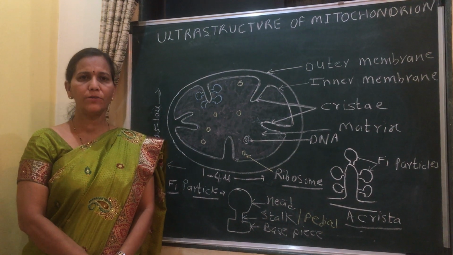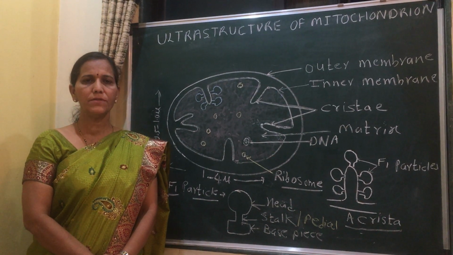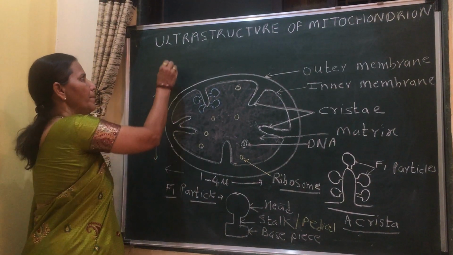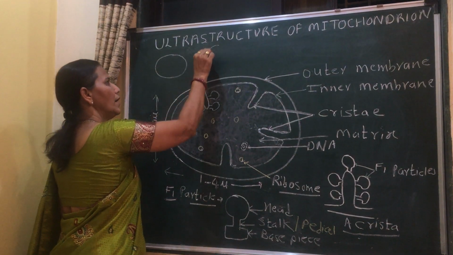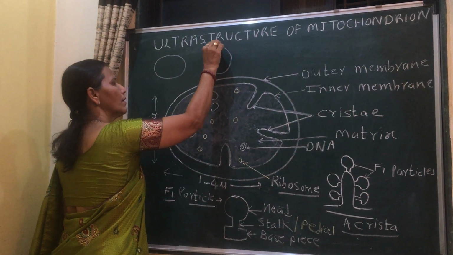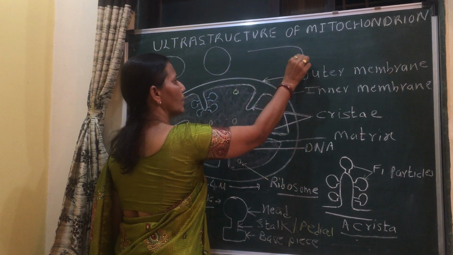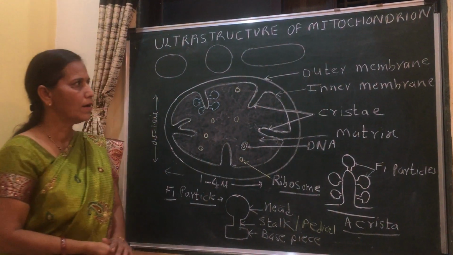Students, today's topic is the ultrastructure of mitochondria. First we will see the shape of the mitochondria. Mitochondria may be oval, spherical, or sausage-shaped, like this. This is the sausage shape.